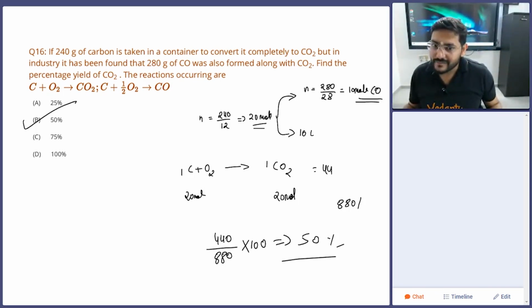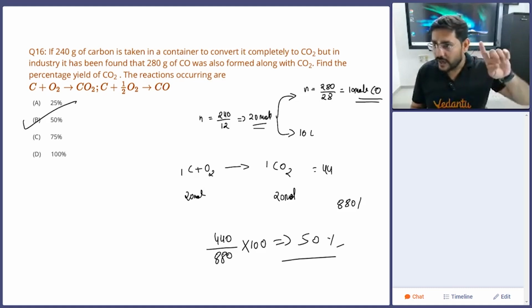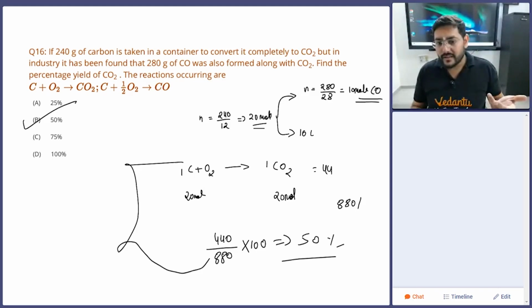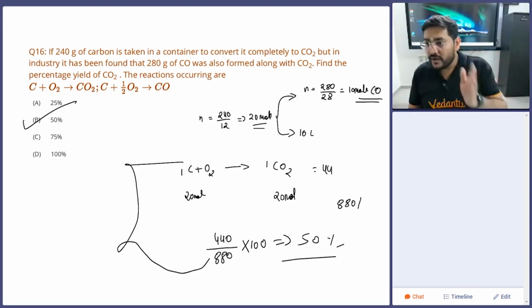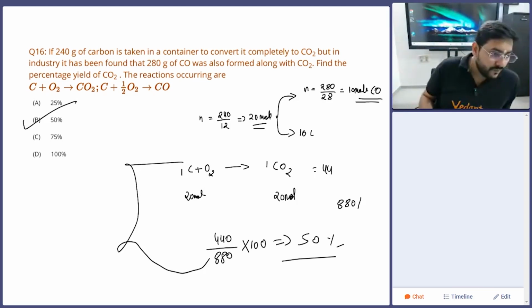Because see, in the simpler manner, moles of carbon you have calculated as 20 moles. We have calculated the moles of carbon dioxide. From this also we are getting it. We do not require this calculation, nothing else. 20 moles: 10 are involved in formation of carbon monoxide, and the other 10 carbon are involved in the formation of carbon dioxide. So basically 50%. Yes or no? Now moving towards the next question.